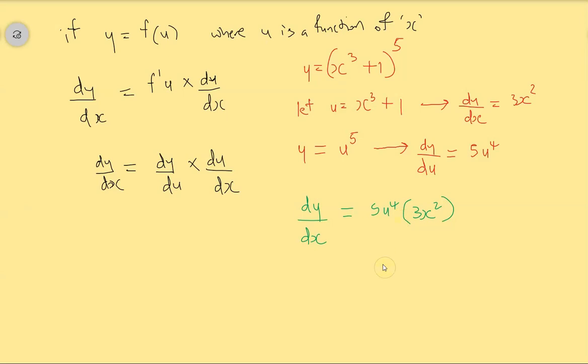Now we can tidy that up. So 3 times 5, that's 15, and that's x squared, u to the 4th power. But now remember that we made u equal to x cubed plus 1.